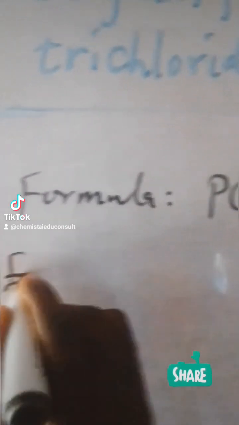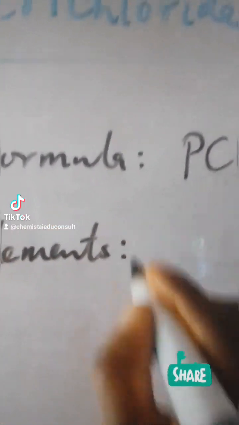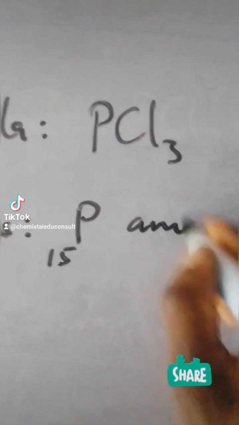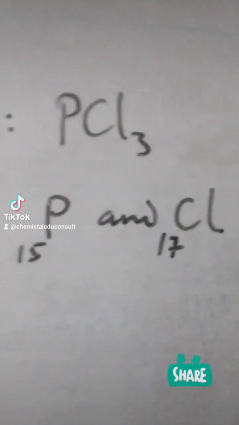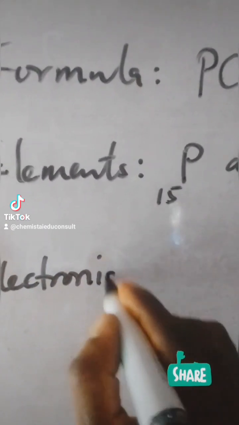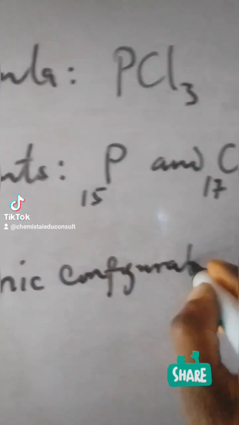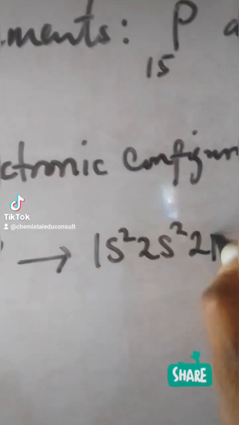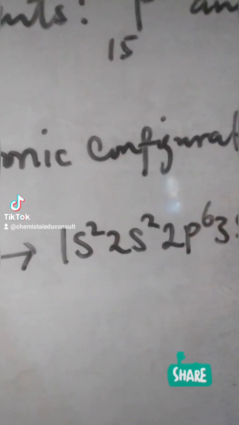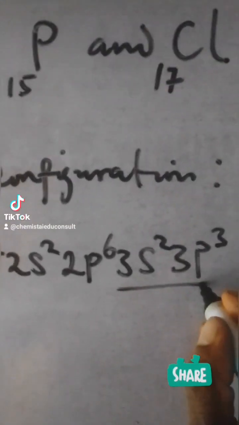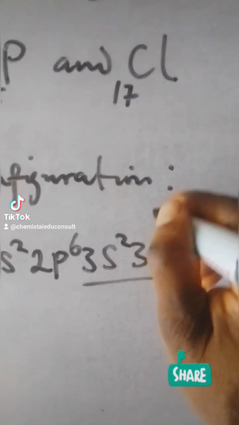Now, the elements involved are phosphorus, which is atomic number 15, and chlorine, which is atomic number 17. We now write the electronic configuration to know how many electrons are in the outermost shell. The electronic configuration for phosphorus, atomic number 15, is 1s2, 2s2, 2p6, 3s2, and 3p3. Now, you discover that the last shell contains 5 electrons.